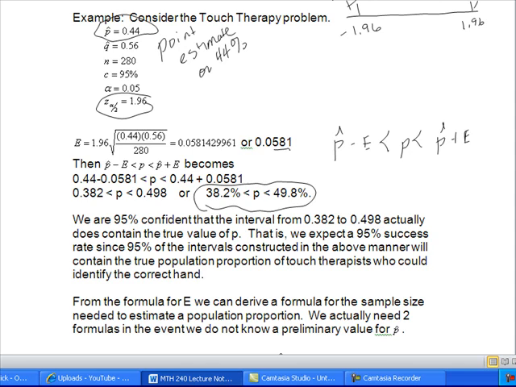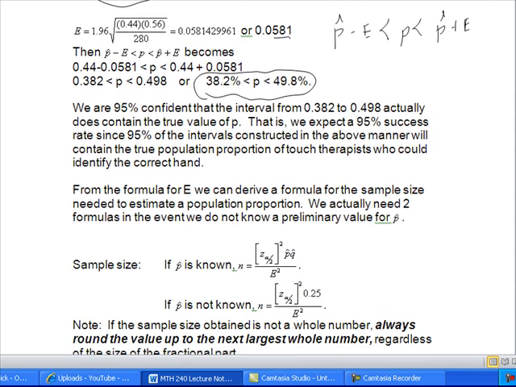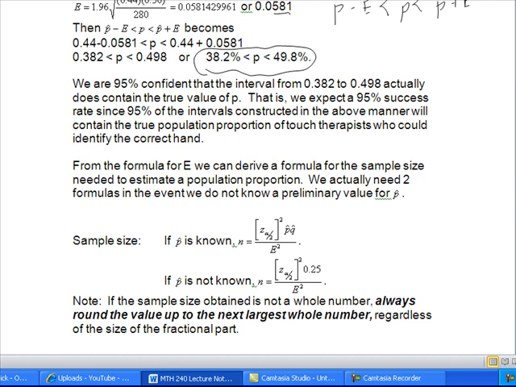Now, the formula for E allows us to derive a formula for the sample size needed to estimate a population proportion. We actually have to have two different formulas, one in the event we have a preliminary value for p hat, and then one in the event we do not. So it's just a rearrangement of our formula for E. Now note, if the sample size obtained is not a whole number, we always round the value up to the next largest whole number, regardless of the size of the fractional part.